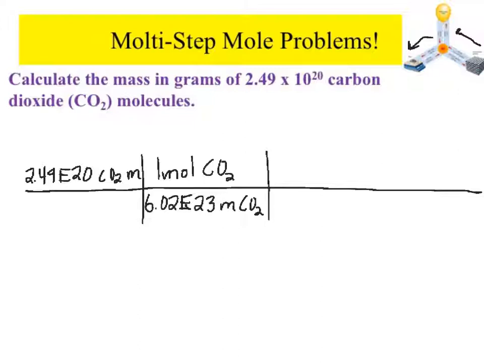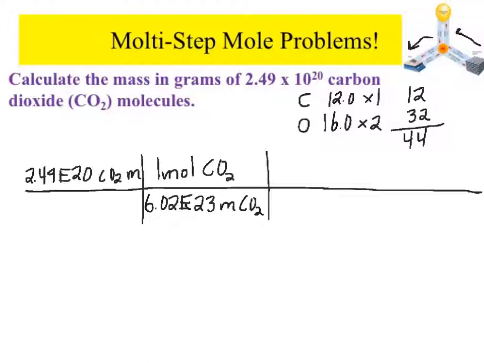To go from moles to grams, I need molar mass. So I've got to find the molar mass of carbon dioxide. Well, carbon and oxygen are the two atoms I have. Carbon is 12. Oxygen is 16. And I have 1 carbon, and I have 2 oxygens. So I have 12 plus 32. That's going to give me a value of 44 grams per mole.